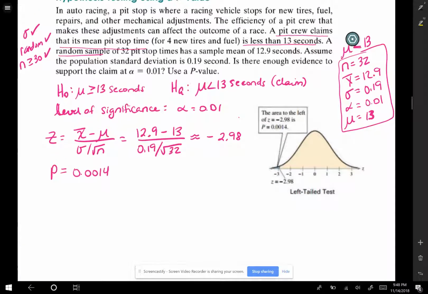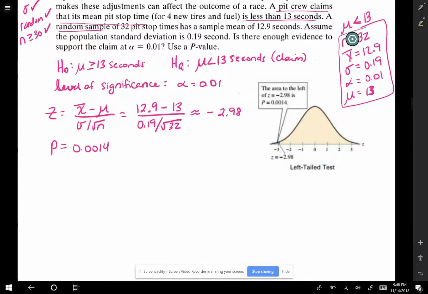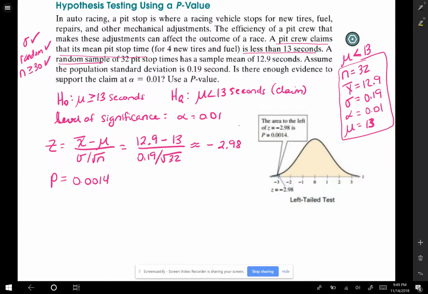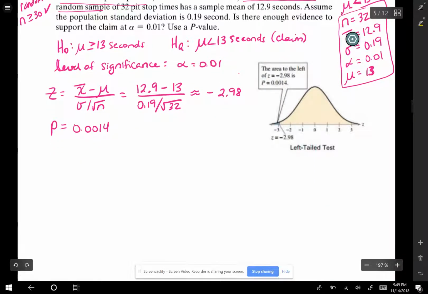And to determine the type of test we're using, that's going to affect our p-value, because whether we have to subtract from 1 or not depends on it. Because it was less than, remember, less than makes it a left-tailed test. So this is a left-tailed test because the claim was less than. So that makes it left-tailed, and the p-value is the area left of z equals negative 2.98.